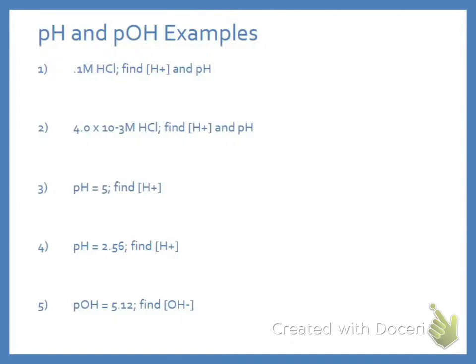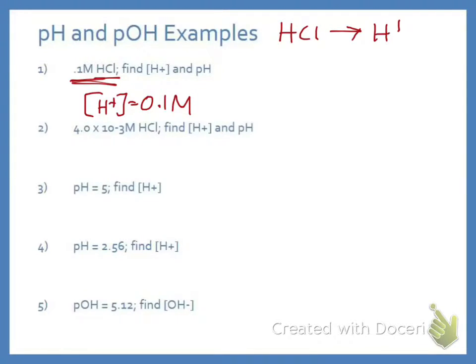So that is actually our hydrogen concentration. So we would say hydrogen is equal to 0.1 molar. And that's because when that breaks apart, remember HCl breaks apart into H plus Cl minus. And so since it's 0.1 here molar, it would be 0.1 for hydrogen, and it would also be 0.1 for chlorine. But we don't care about the chlorine.